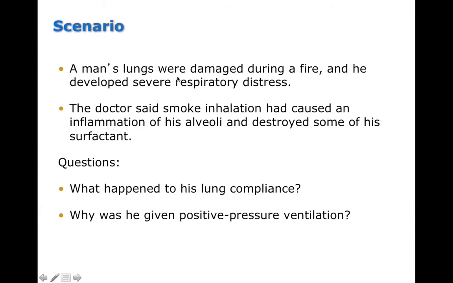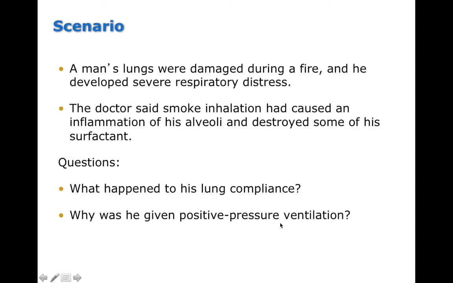So this scenario here says a man's lungs were damaged during a fire, and he developed severe respiratory distress. The doctor said smoke inhalation caused inflammation of his alveoli and destroyed some of his surfactant here. So in this example, if he lacked surfactant, what's going to happen to his lung compliance? Well, we know that surfactant reduces the stickiness of your alveoli, and if your alveoli are less sticky, then they're going to be more compliant. So in his example, his lungs would be less compliant because he made less surfactant. So you can imagine then that the alveoli could be stuck together on the inside.